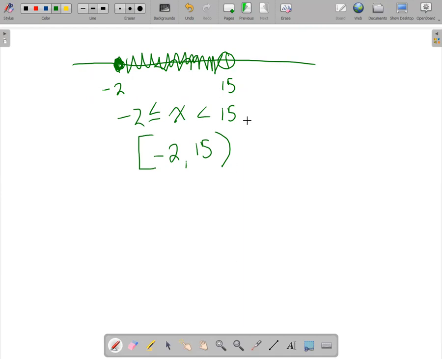Yeah, and all 3 of these mean the same thing. 3 different ways to say the same group of numbers. The parenthesis means it's not equal to, and the square bracket means there was an or equal to in there.